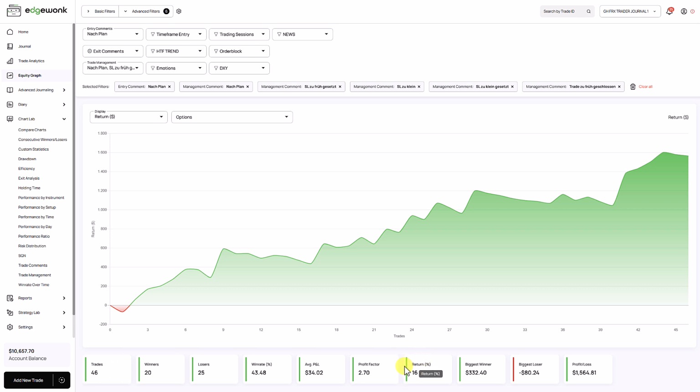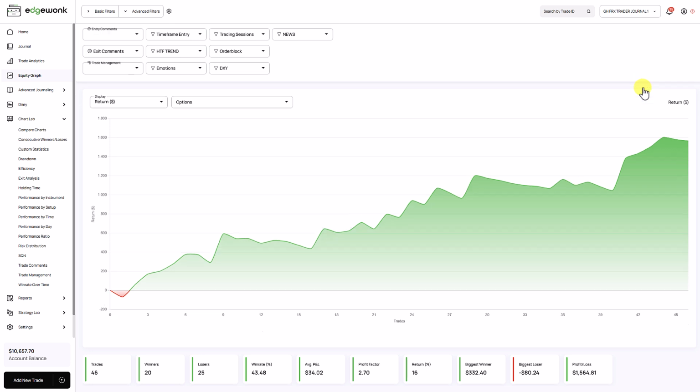46 trades, 16% return, and a 43% win rate. So it's a big improvement compared to where he's currently. And it also helps us to understand why there are trades that are tagged according to the plan, but they are underperforming when we just look at the surface, right?